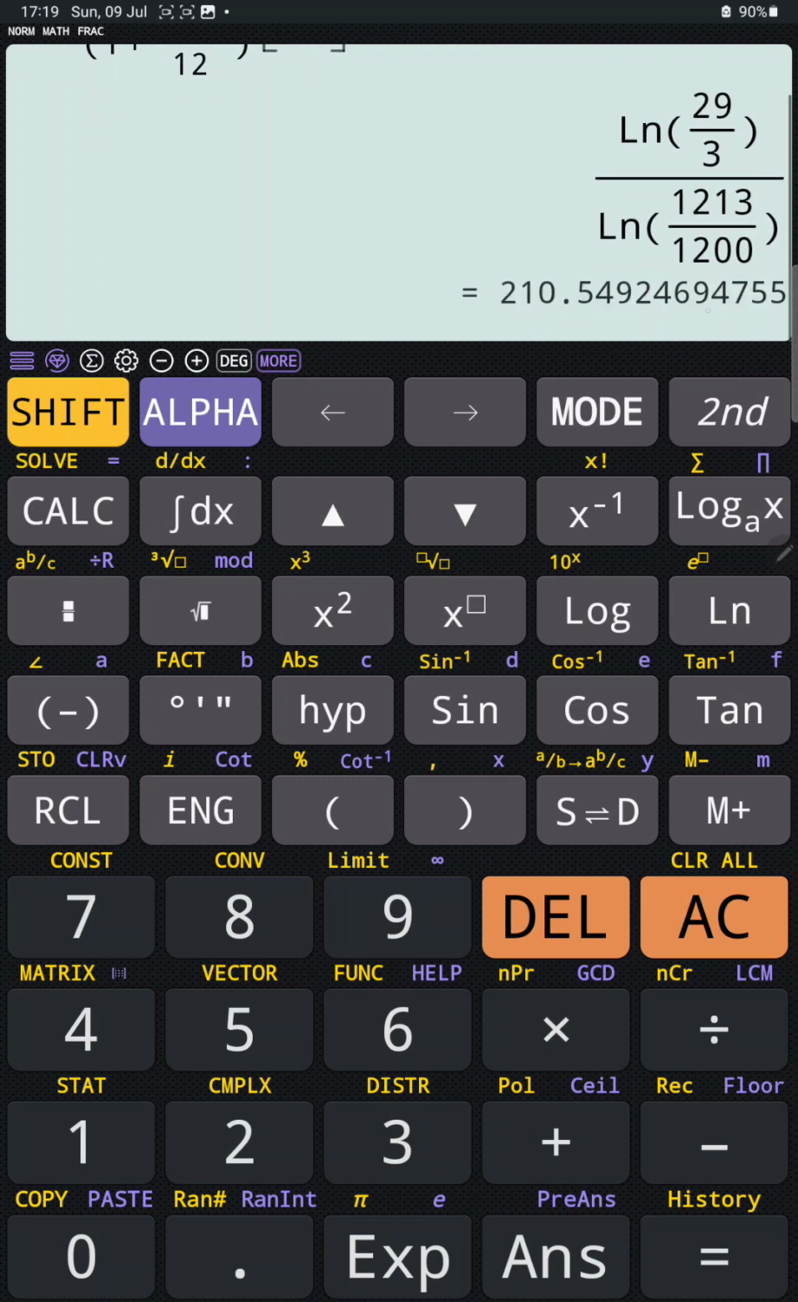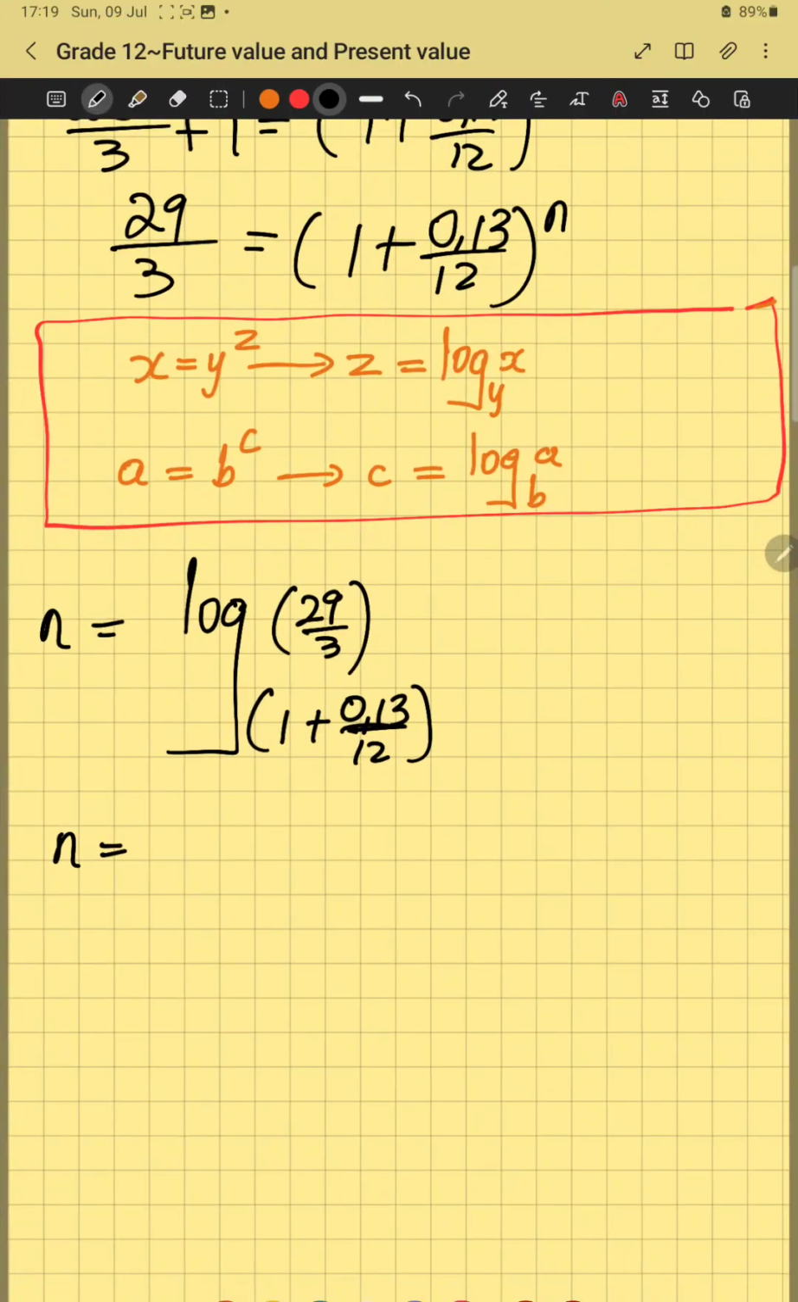So let's check what we have. I have 210.55. So that 210.55 is the number of payments.